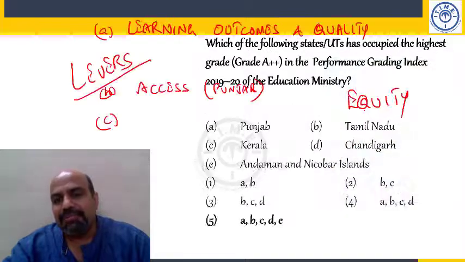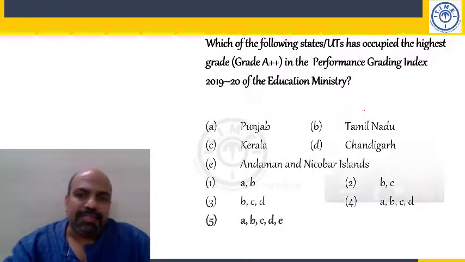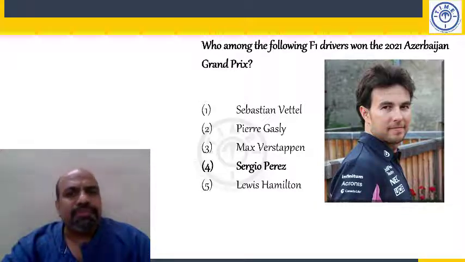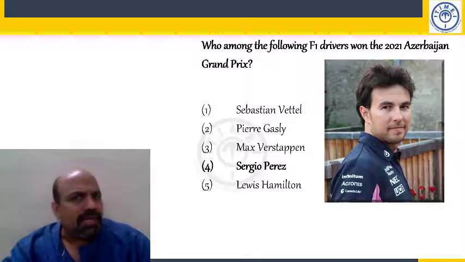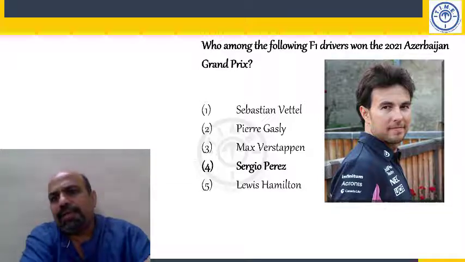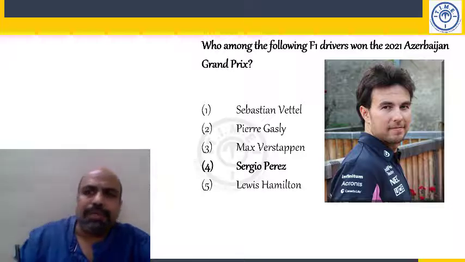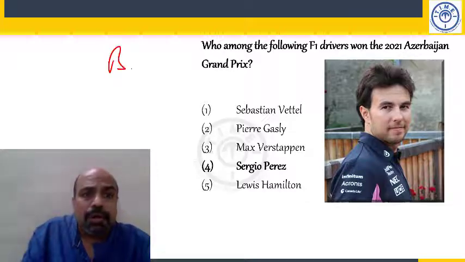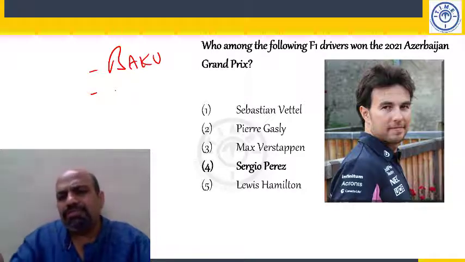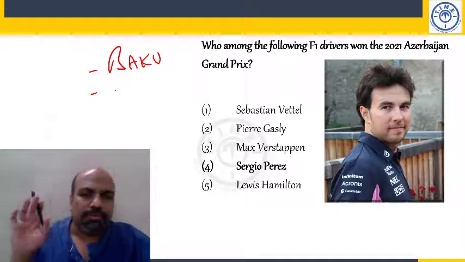And just to bring in a few things here, I think that's fine. Which of the following Formula One drivers won the 2021 Azerbaijan Grand Prix? Azerbaijan is a republic adjacent to the Caspian Sea. Okay, it's a Shia dominant country. And this race was held in a place called Baku. Have you heard of this place? It's the capital of Azerbaijan. Baku. And I don't want to tell you about the name of the president. Ilham Aliyev is the president, but right now, not important.